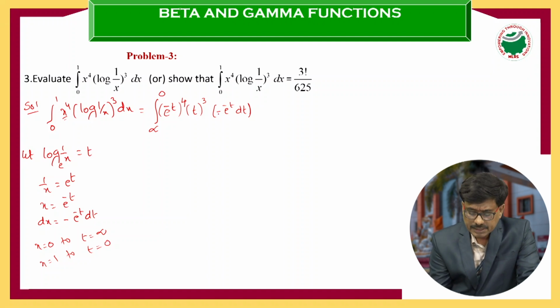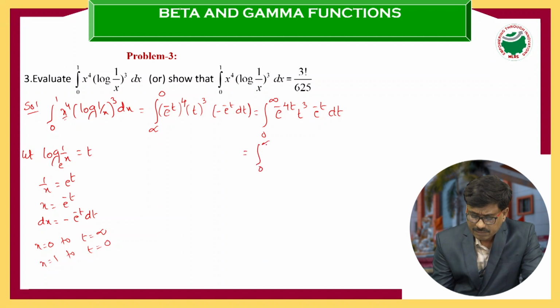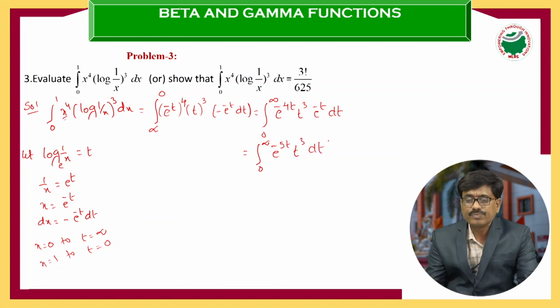You already know the property: if there is a negative sign, I can interchange the upper limit and the lower limit. Now I can rewrite this integral from 0 to infinity as e power minus 4t, t power 3 into e power minus t dt. Now let me simplify this integral: e power minus 5t, t cube into dt.